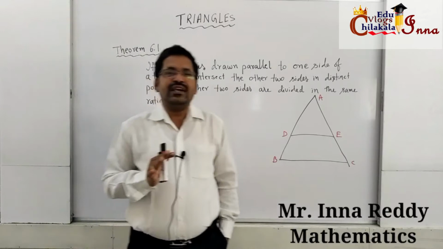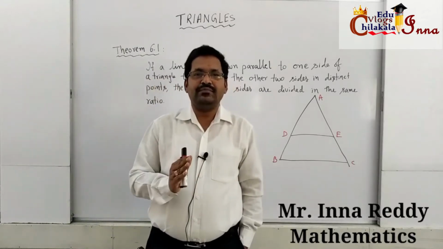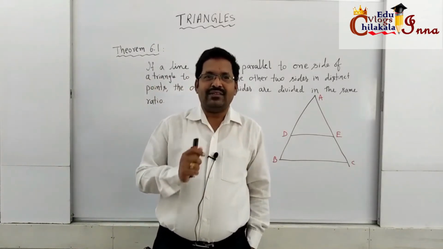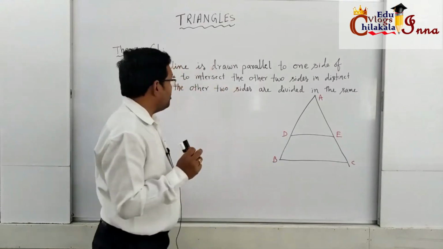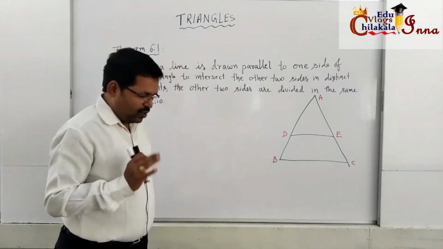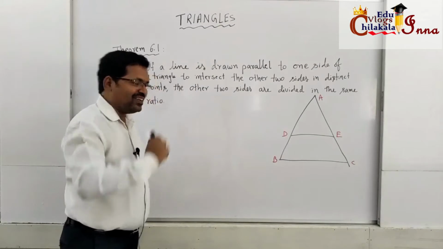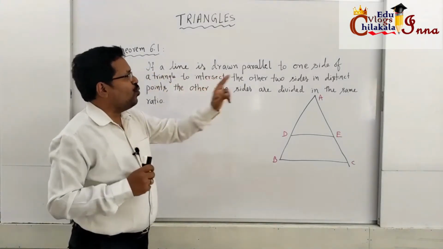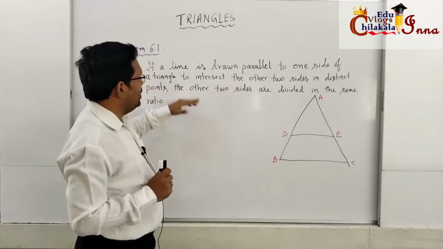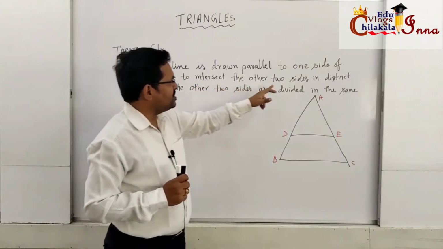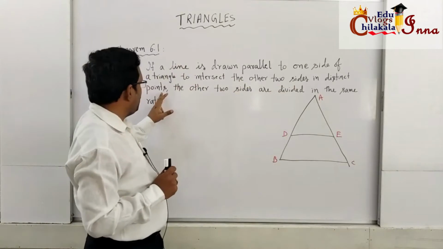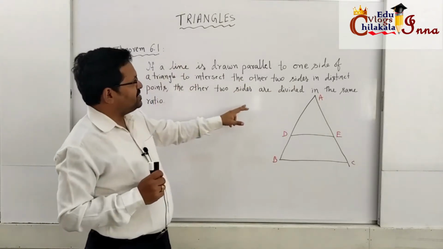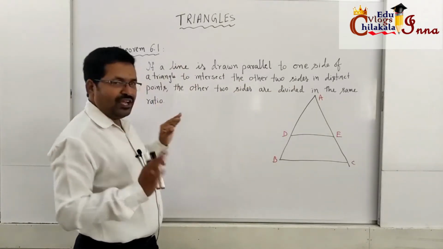Today we are going to see an important theorem from 10th class, triangles. Theorem number 6.1. So what is the theorem? Let me read it out to you. If a line is drawn parallel to one side of a triangle to intersect the other two sides in distinct points, the other two sides are divided in the same ratio.